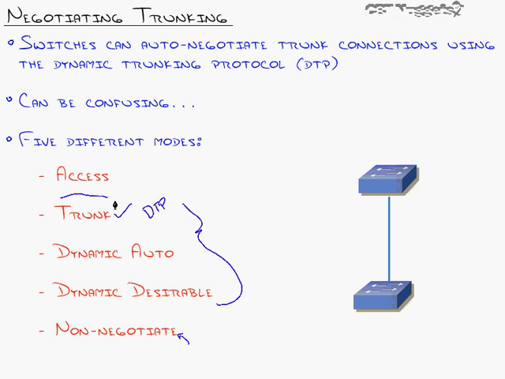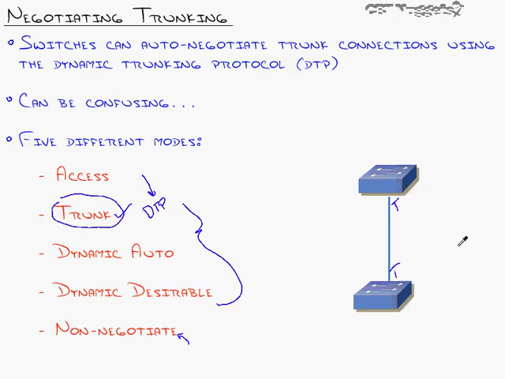Non-negotiate is where you've set it to be a trunk and it will not send out DTP packets. In my opinion, that is the most efficient mode that you want to put it in. And remember, auto, don't use it, don't use auto negotiate, auto equals bad. I would recommend you set these to be trunk non-negotiate. That means that you know exactly where your other switches are attached.